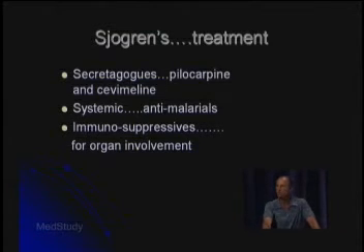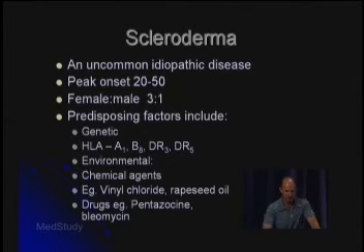But you can try the secretagogues, including pilocarpine, which works okay, and Cevalim. Both of these drugs are contraindicated in acute glaucomas. You wouldn't use them. Sometimes we use antimalarials, and for severe life-threatening organ involvement in a patient with Sjogren's, we may try prednisone and or Cytoxan.